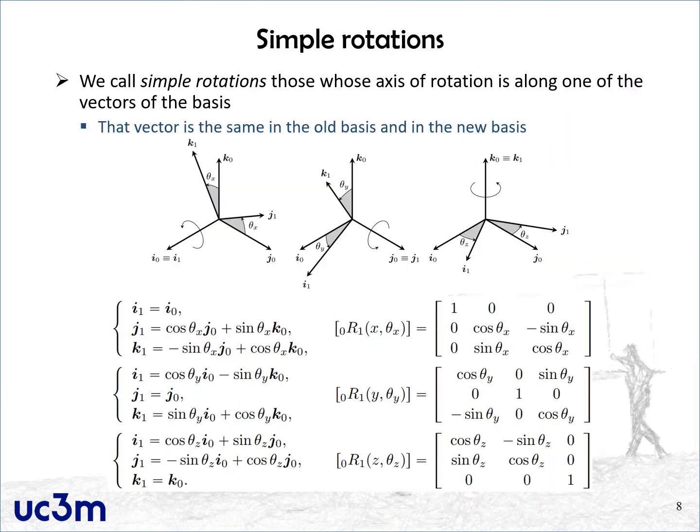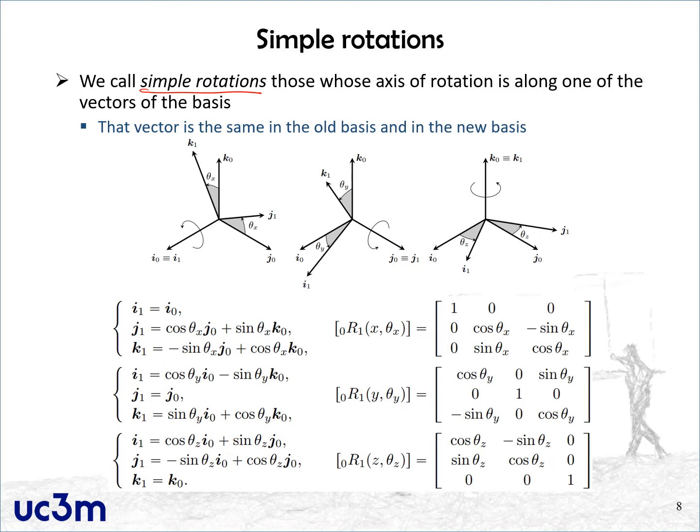Clearly, what we have seen so far allows us to relate bases in arbitrary attitudes with respect to each other. In practice, we will be interested in special cases where the rotations are especially simple. In fact, we will call these rotations just simple rotations. These are rotations that occur when the axis of rotation coincides with one of the vectors of the bases. So you see the examples here.